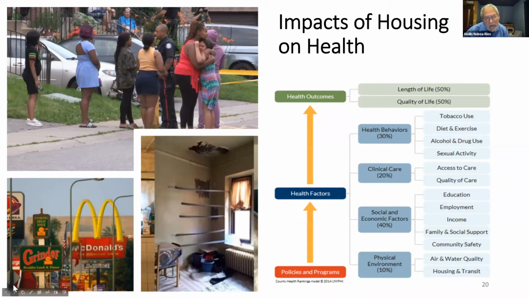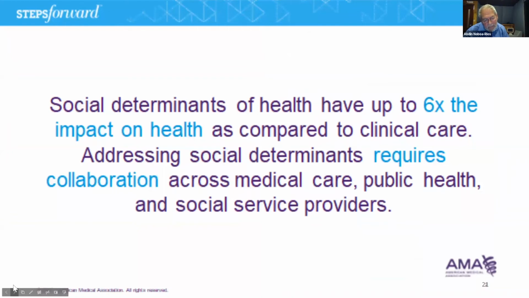The next slide kind of sums it up by telling us that the social determinants of health have up to 6 times the impact on health as compared to clinical care. A very, very major statement. So addressing social determinants requires collaboration across medical care, public health, and social service providers. So the next slide.